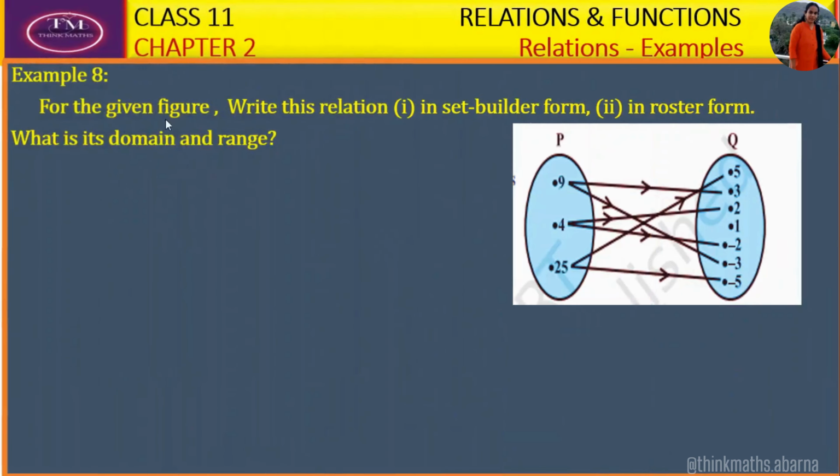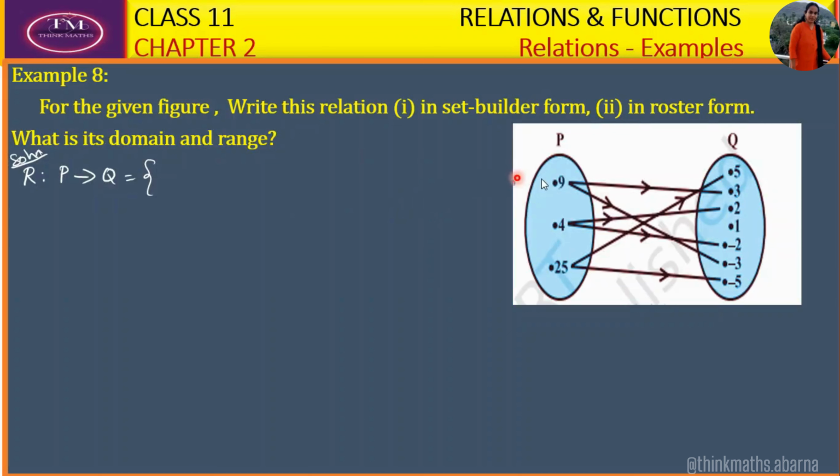Example 8. They gave the arrow diagram for the given figure. Write the relation in set builder form and in roster form. First, what is the relation? From P to Q. Let us start the solution. We have to write the ordered pairs. What are the ordered pairs?